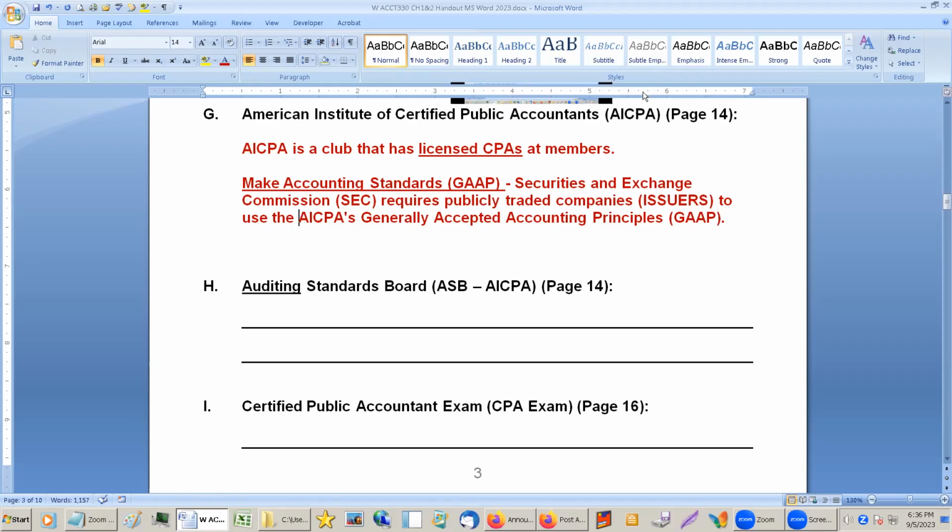So notice how odd that is. There's this club that makes accounting books. Big deal. But the Securities and Exchange Commission says to the companies, look, there's this group, the AICPA, and you must use their accounting standards. So even though the AICPA can't make companies use their rules, the Securities and Exchange Commission can.